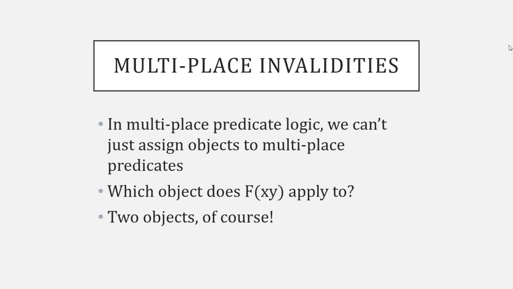Remember in single-place invalidities, we were just assigning objects to predicates. We had an open bracket for the F, and we were just sort of sticking objects in F. Now, clearly, we can't say of a multi-place predicate that it applies to one object. It's got to be, of course, a pair of objects. That's what a multi-place predicate says. It's like a relation, typically.